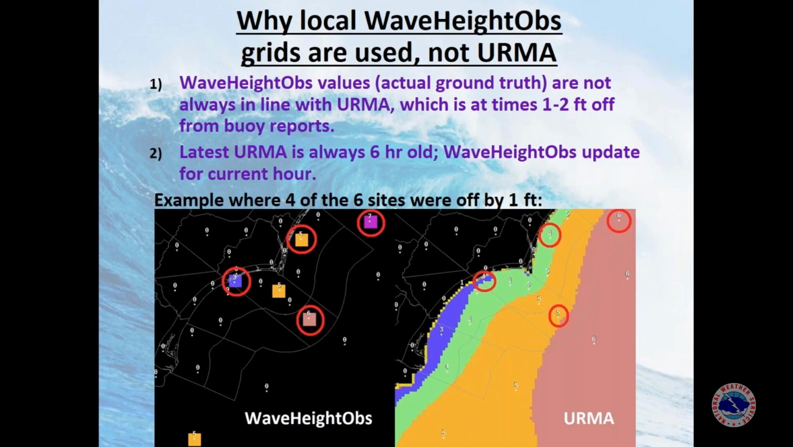Also, the IRMA is 6 hours old at all times, and the wave height obs are updated every hour. So if we're doing any kind of real-time bias correction with verification, the 6 hour old would be a major problem. We want something current to the current hours, and that's what we're getting with wave height obs.